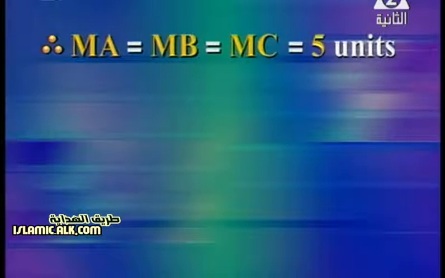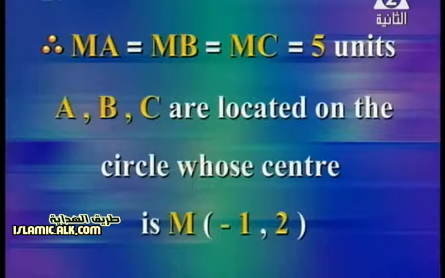Now the 3 line segments are equal in length. This means, and they have a fixed point M, that A, B, and C are located on the circle whose center is M, which is (negative 1, 2).